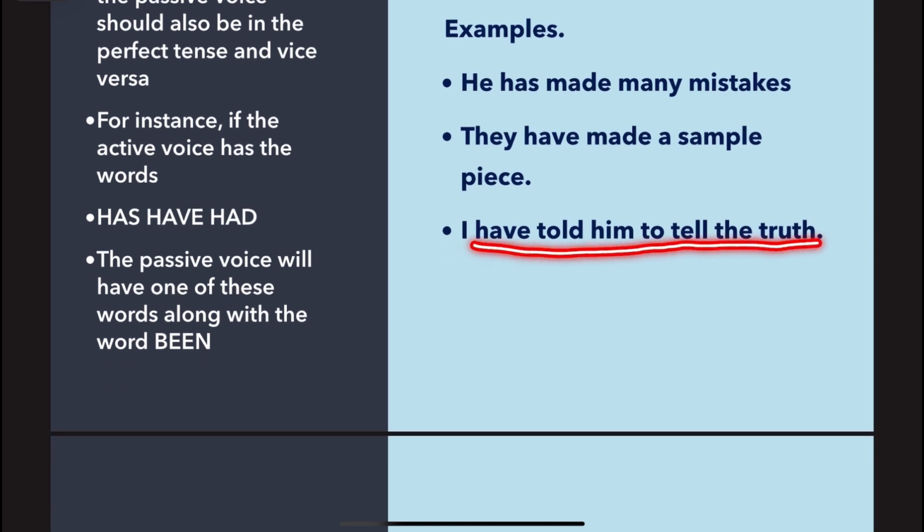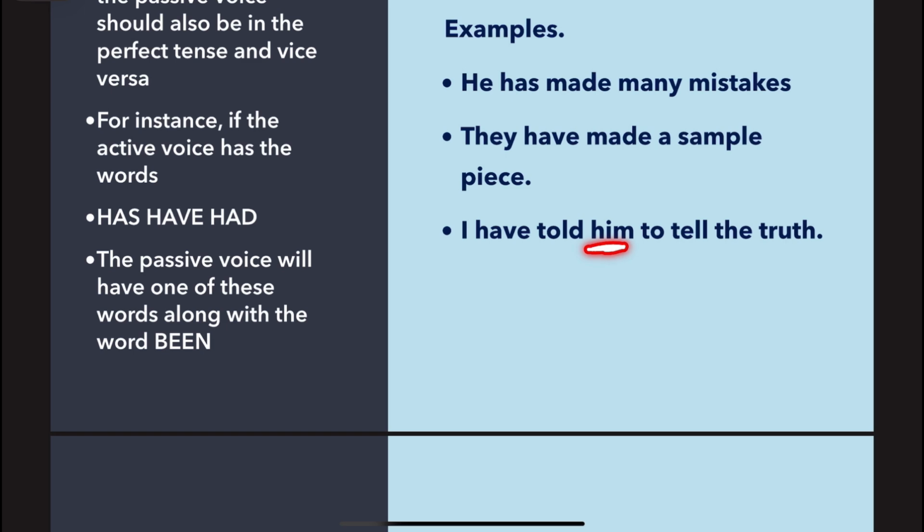I have told him to tell the truth. Subject, have told. This is a perfect tense, have told him. So as soon as you pick up the verb, after that we can ask the questions what or whom. If you get the answer to it, here, I have told whom, I have told him. So we begin from here.